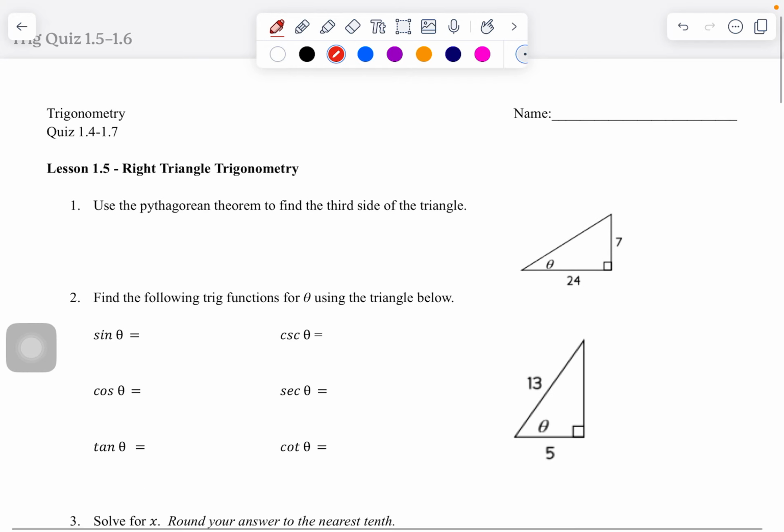All right, so we're going to go through the second quiz here, hopefully helping you make corrections for those of you that need to make them.